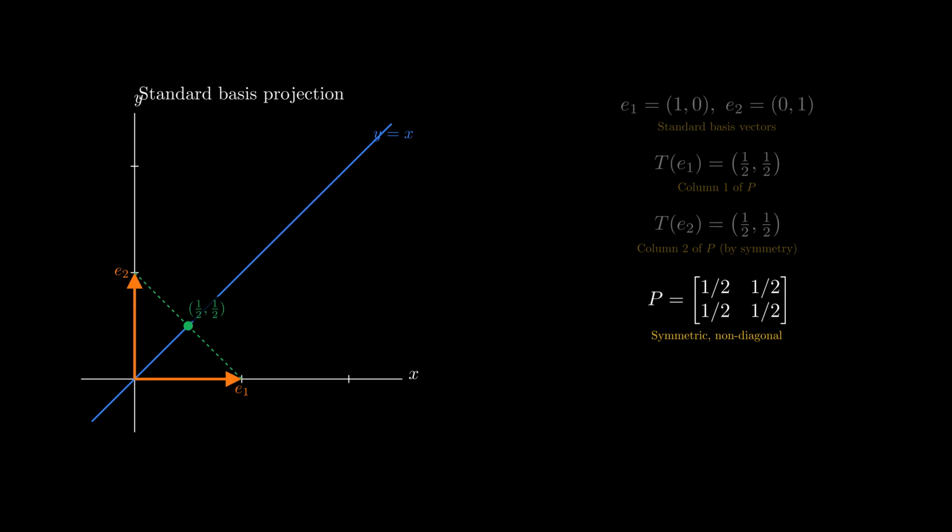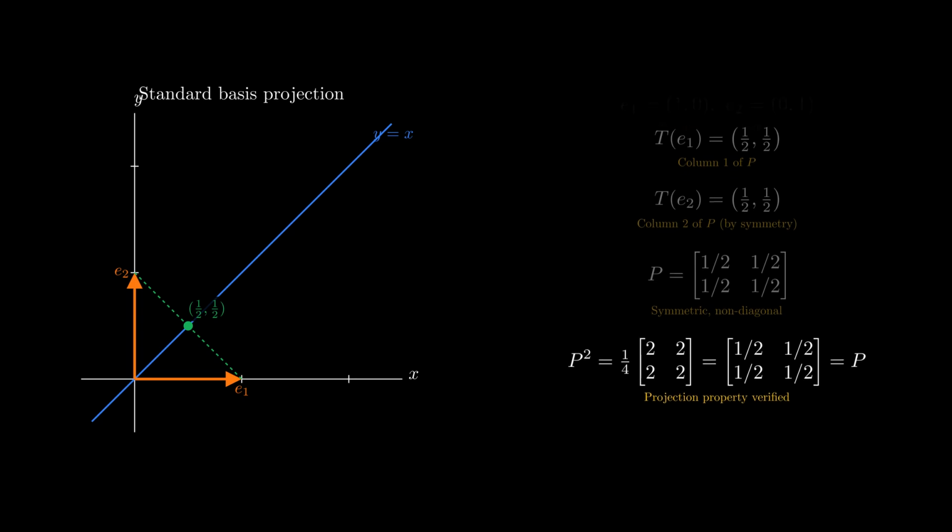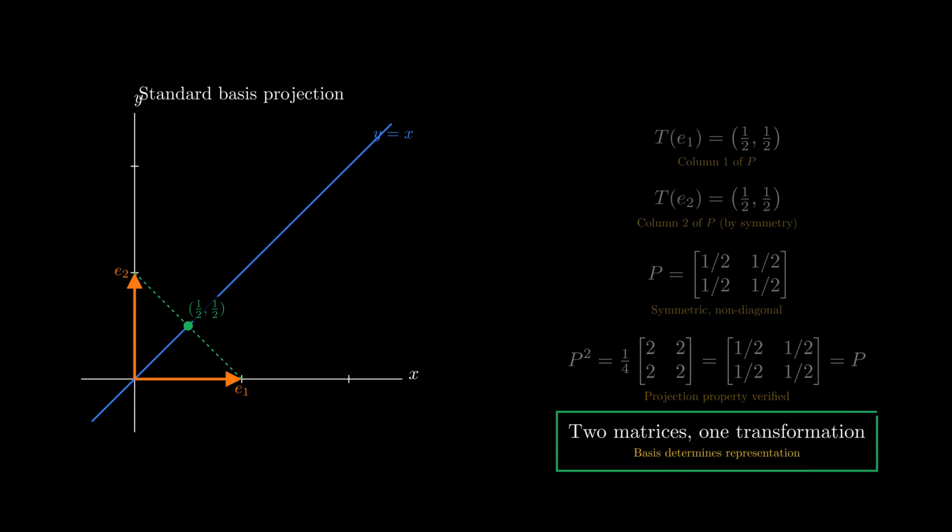But the matrix looks completely different. It's symmetric, not diagonal, and it has non-zero off-diagonal entries. Let's check. This matrix squared should equal itself because any projection must satisfy P squared equals P. Squaring gives 1/4 times the matrix 2, 2, 2, 2, which simplifies back to 1/2, 1/2, 1/2, 1/2. It checks out. 2 matrices, 1 transformation. The basis you choose decides which face the matrix shows you.